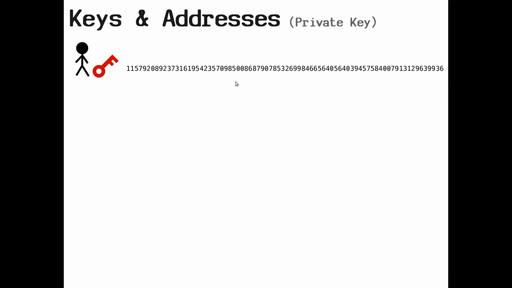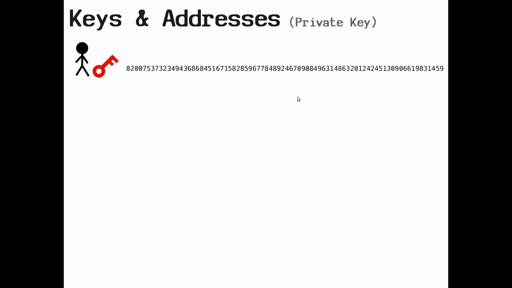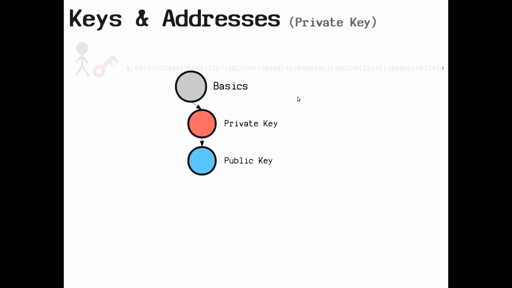So for a private key, you just generate a number between 1 and this value here. Just generate it, and that'll give you your private key. Does that make sense so far? Okay. Right, so the private key is just a random number we've just generated.